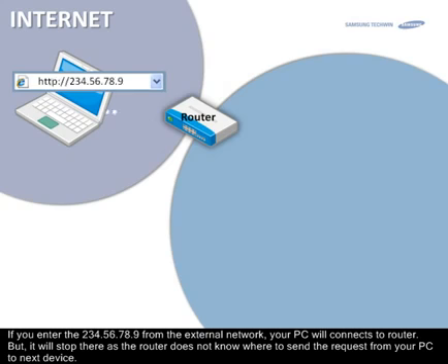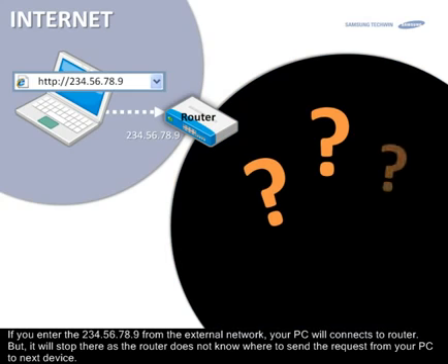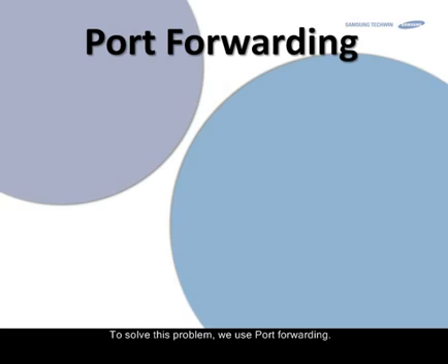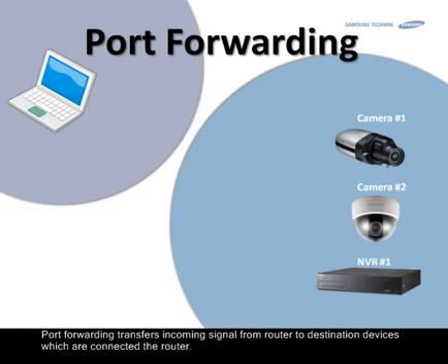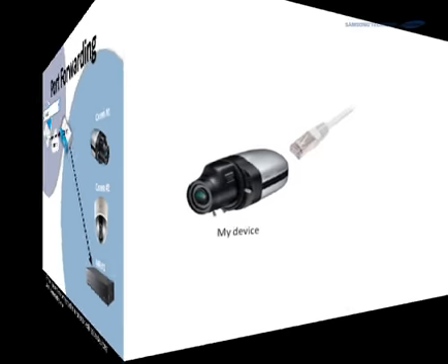If you enter the 234.56.78.9 from your external network, your PC will connect to the router, but it will stop there as the router does not allow you to send a request from your PC to the next device. To solve this problem, we utilize port forwarding. Port forwarding transfers incoming signals from the router to destination devices which are connected to the router.